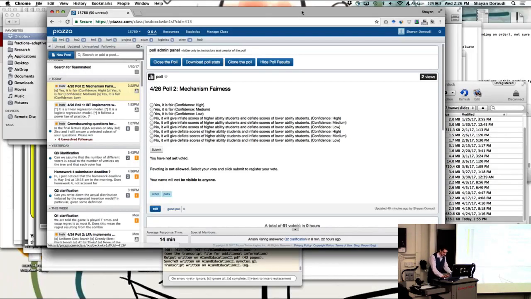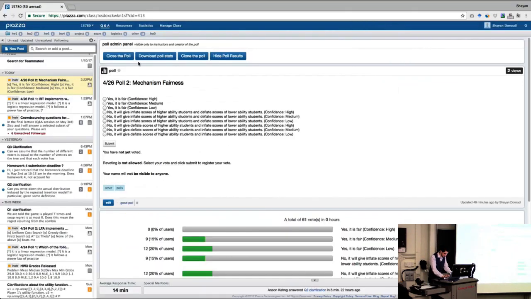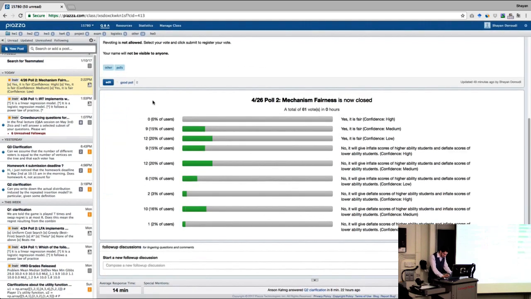Okay, let's see, how do we interpret this? The people who are most confident thought it will inflate scores of higher ability students, and the people who are less confident thought it's fair. Interesting, because this gives us more information than normal. So it makes sense to ask the people who are most confident: why did you think it will inflate the scores of higher ability students and deflate scores of lower ability students? Someone explain?